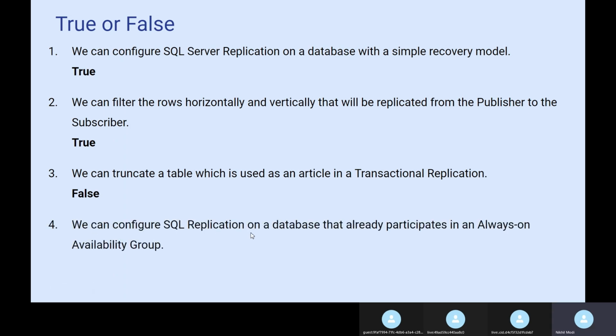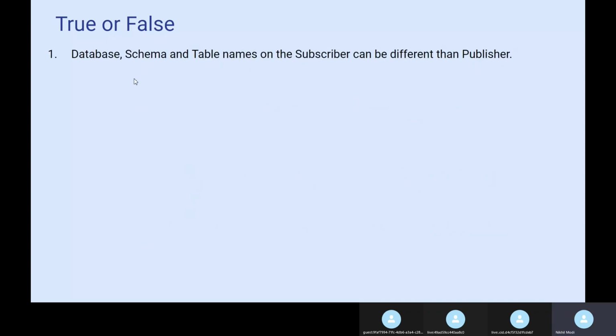We can configure replication which already is in Always On AG. Yes, because people told me that they are already working on that, so it's true. Okay. Database schema and table names on subscriber can be different than publisher. Yes. Bharat, now you don't answer, okay? There are others to answer.